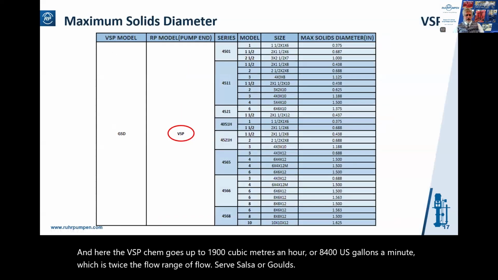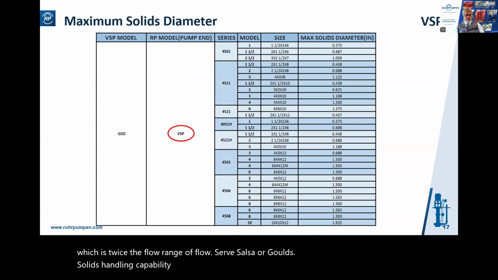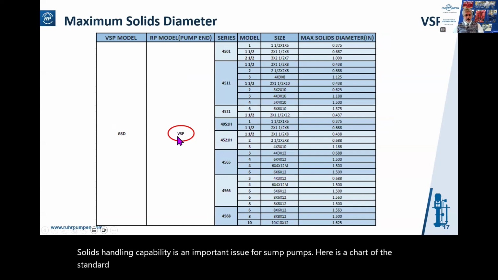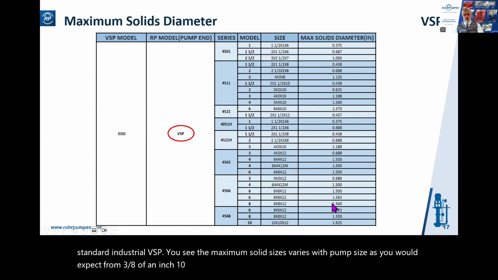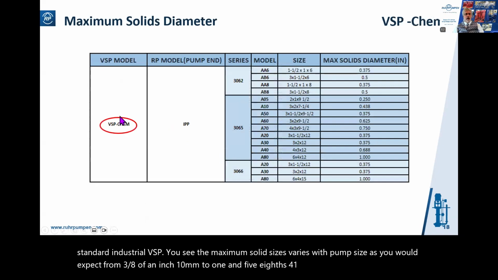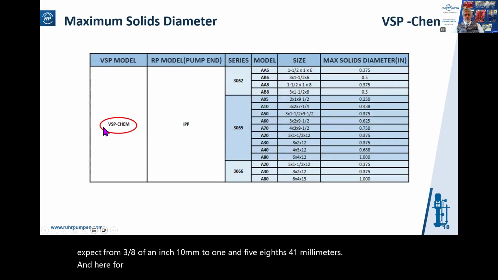Solids handling capability is an important issue for some pumps. Here is a chart of the standard industrial VSP. You see the maximum solid size varies with pump size, as you would expect, from 3/8 of an inch, 10 millimeters, to 1 5/8, 41 millimeters. And here for the chemical process pump version, the VSP Chem, it's a similar range of solids handling.